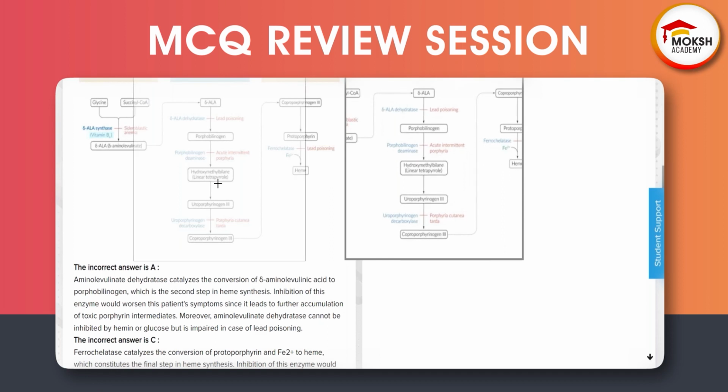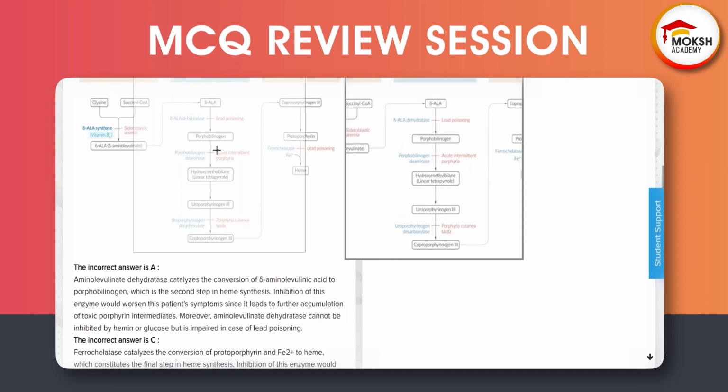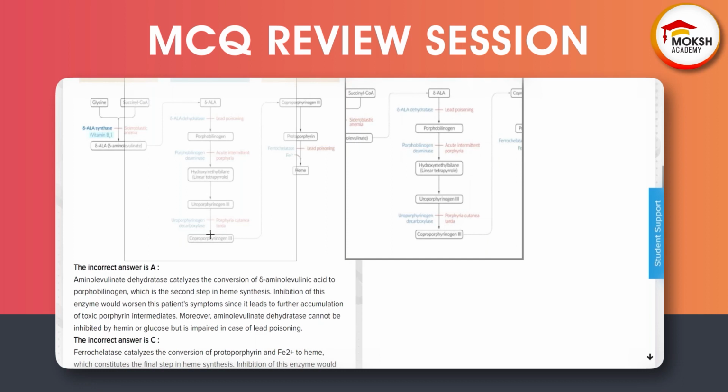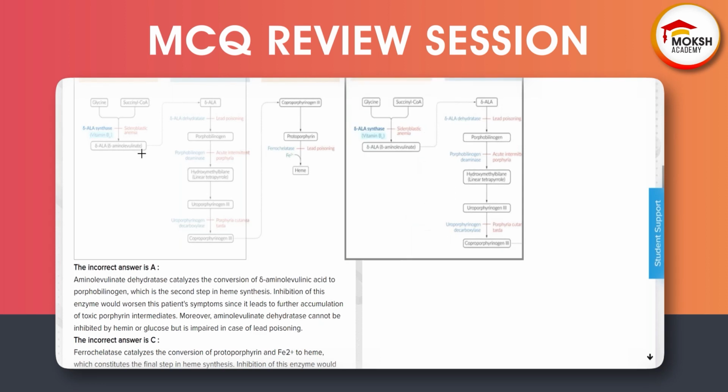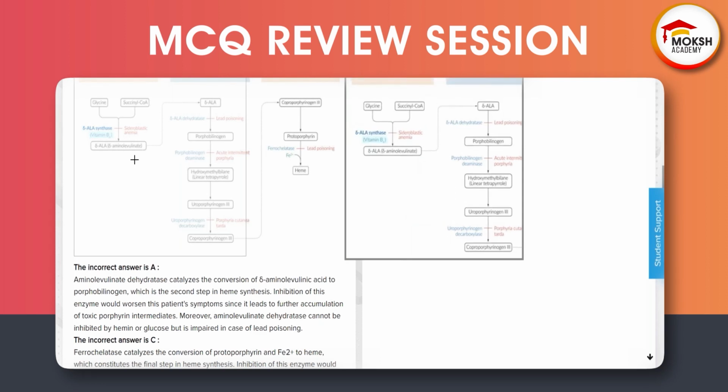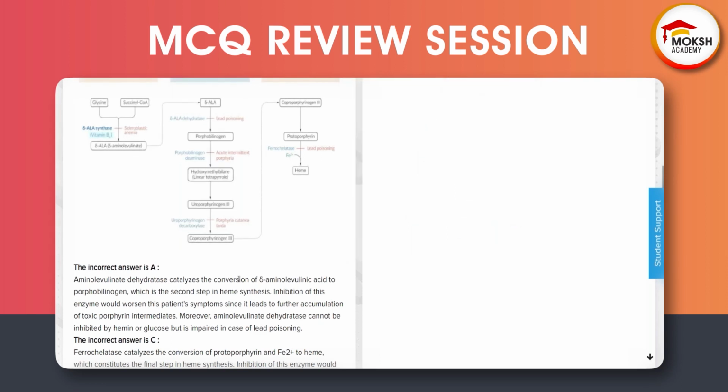Early in the cycle it is PBG deaminase, and you have to remember that enzyme. Later in the cycle it is uroporphyrinogen decarboxylase. The way I remember it, uroporphyrinogen decarboxylase converts porphyrin into something else. So if this enzyme is not there, you will have accumulation of uroporphyrin, which is going to cause skin manifestations.